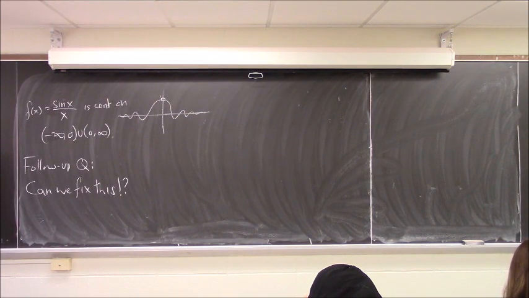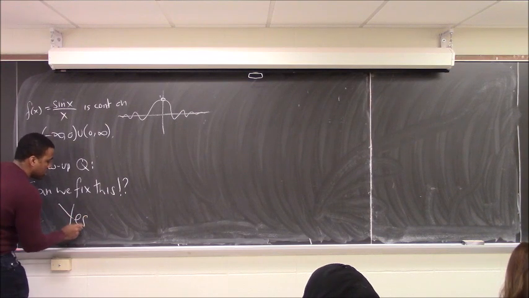So here's a function and there's an issue. It's not continuous everywhere, which is the gold standard of what I want to happen. Is there a way to fix that situation? Yeah, you can make it a piecewise function and just define it at that point to be what the limit is at that point. The answer is yes.